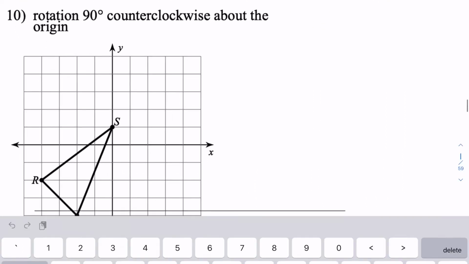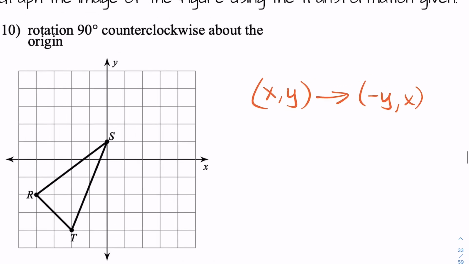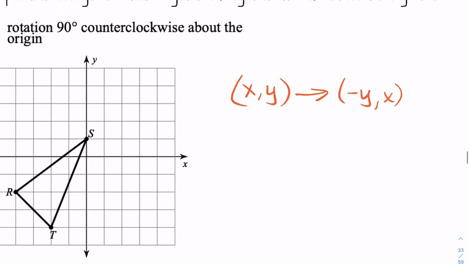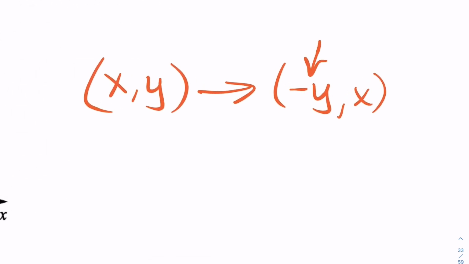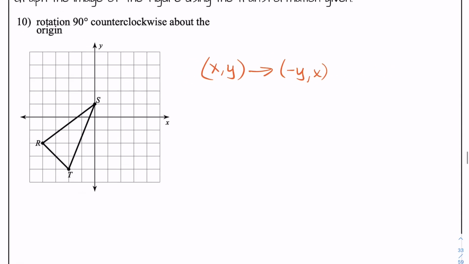So this is a 90 degrees counterclockwise rotation. I'm going to use x comma y maps onto opposite y, x, because that's my rule for 90. You know how I remember 90 degrees counter? 90, n, 9, not n, n, n. Negative starts with an n. So that's how this starts, negative y. But that's just how I remember it. I don't know if you'll remember it that way, but you've got to memorize it somehow.